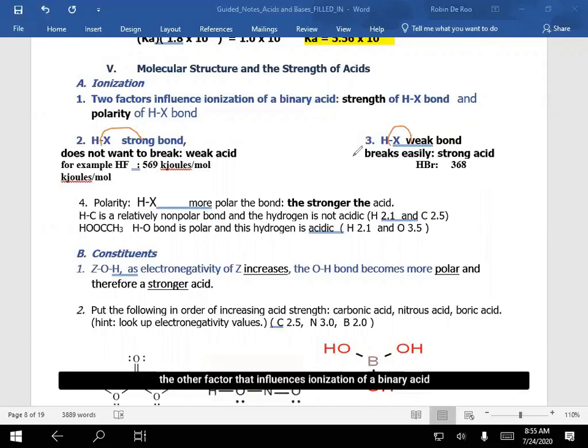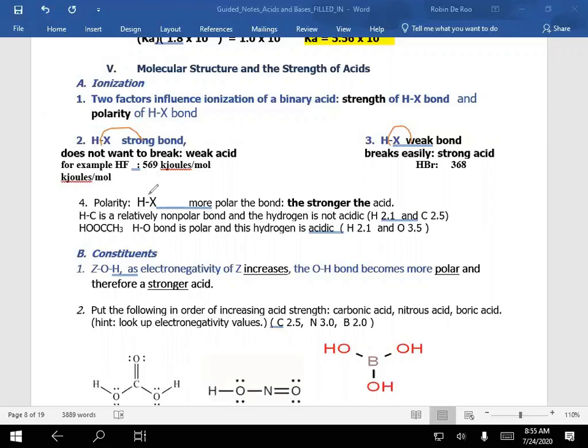The other factor that influences ionization of a binary acid is the polarity of that HX bond. The more polar the bond, the stronger the acid. So think of it this way. When this is an acid, we want the H+ to come off, and if you're already pulling on the electron of the H, then it makes it easier for the H+ to come off.